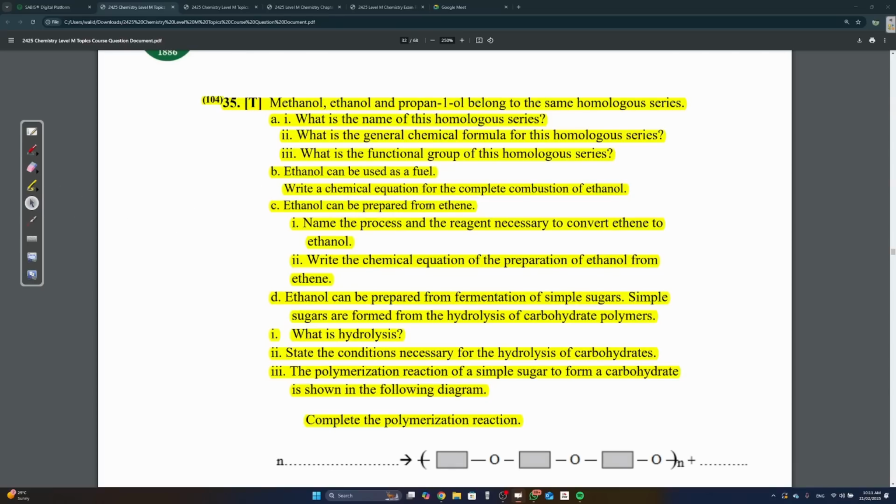Ethanol can be prepared from ethene. Name the process and the reagent necessary to convert ethene to ethanol. Ethene, remember, C2H4. If you forget in the exam how to get an alcohol from an alkene, just write them both down and compare them. What do you need? You need H2O. So I need to add H2O to C2H4. What is that called when you're adding water? Hydration. And the reagent necessary is phosphoric acid. They said name it, so don't write H3PO4, write phosphoric acid.